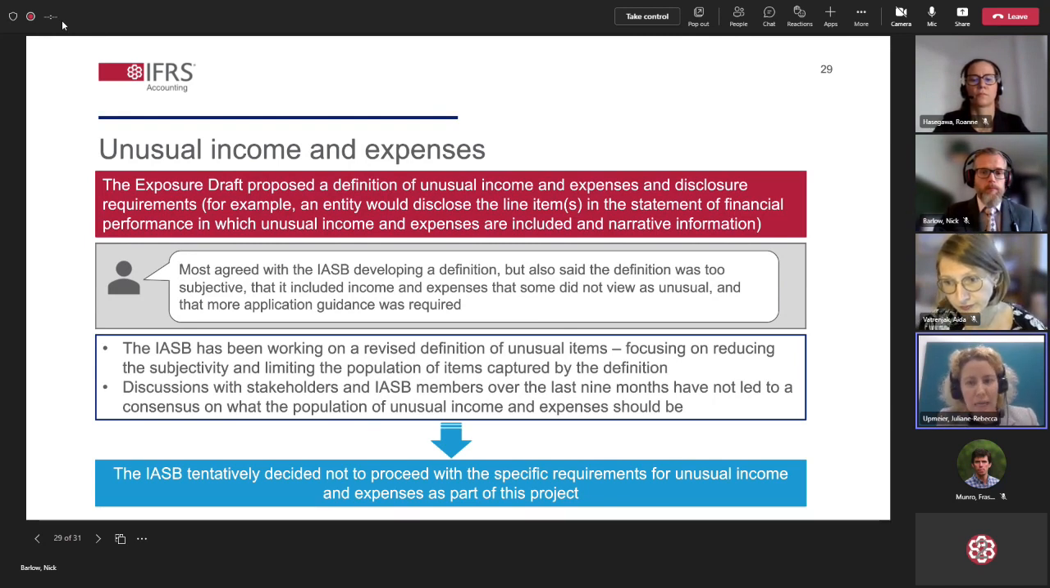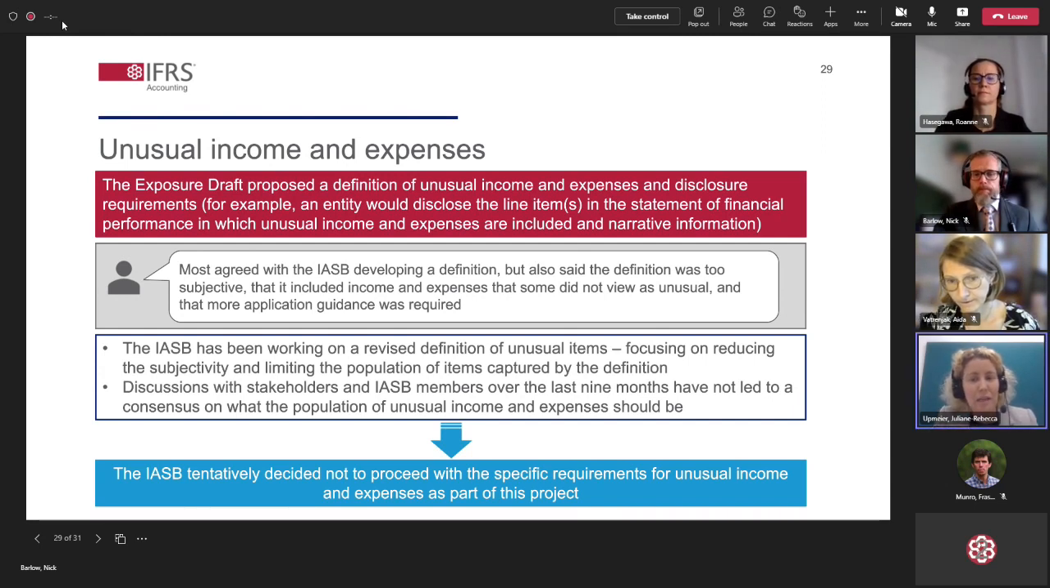However, users currently have to rely on voluntary disclosures and have expressed concerns that the way entities provide this information varies significantly. So, for example, it is often not clear why items have been identified as being unusual, and there is a bias towards identifying expenses as unusual and not income.